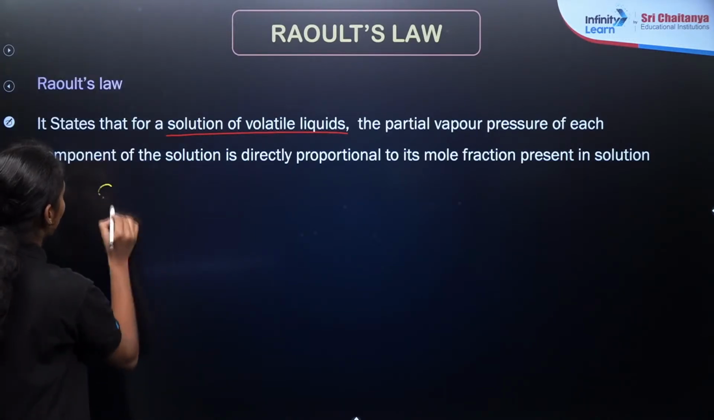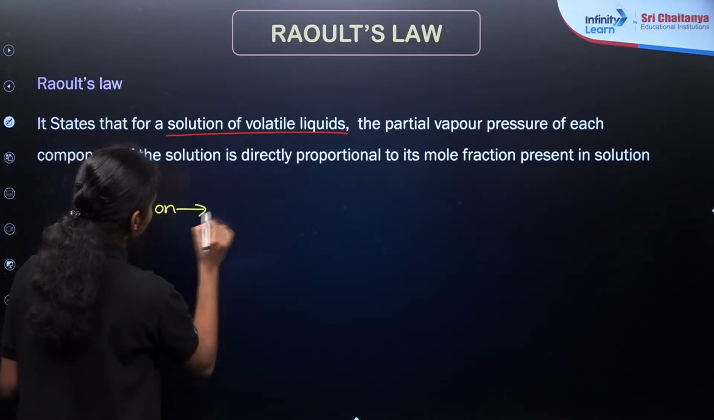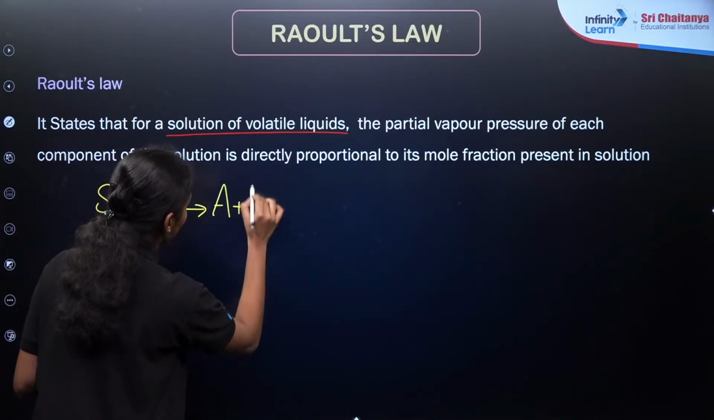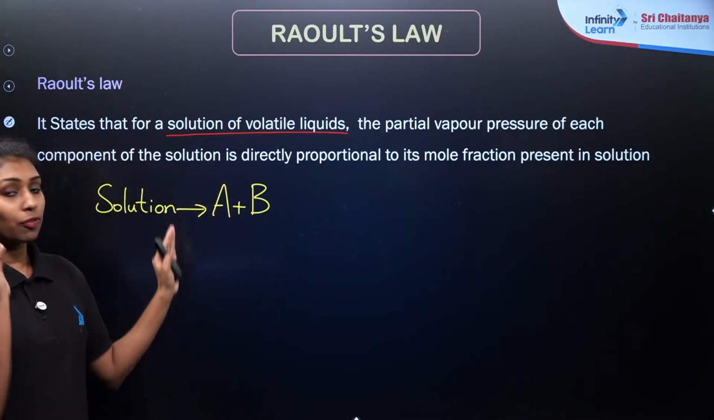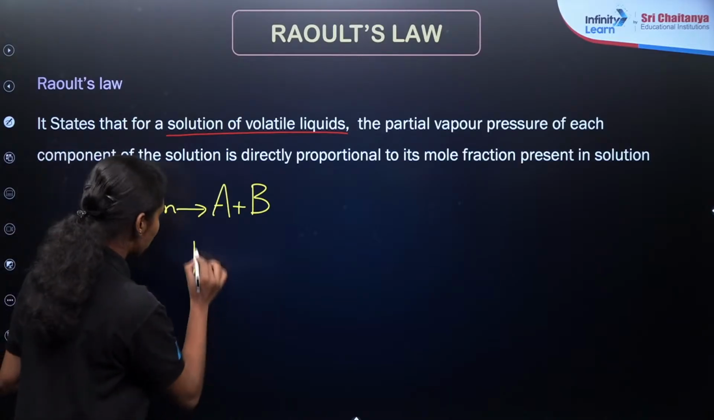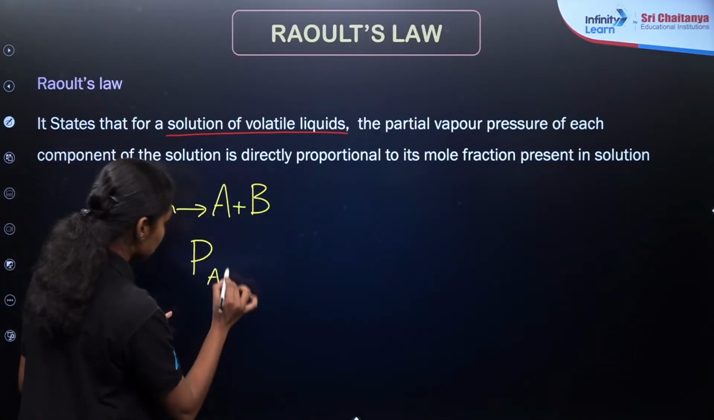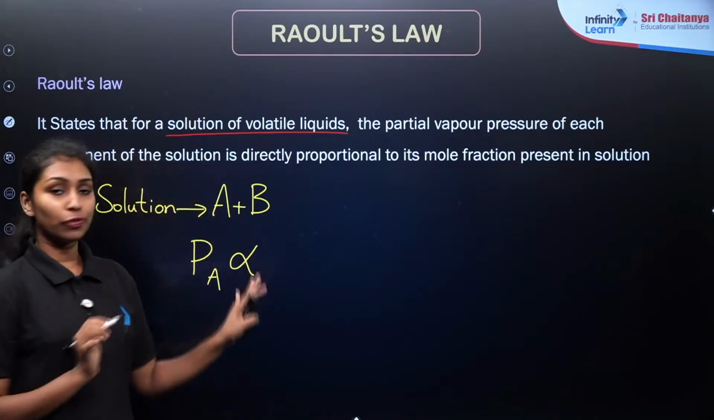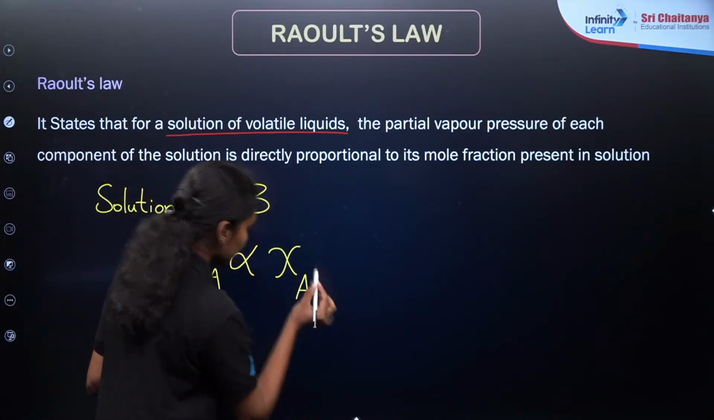Okay, if a solution is made up of a solute A and solvent B, right? If you are considering here, according to Raoult's law, we can say that the partial vapor pressure of the first component A, PA, is directly proportional to the mole fraction. Mole fraction means chi of the particular component, right?